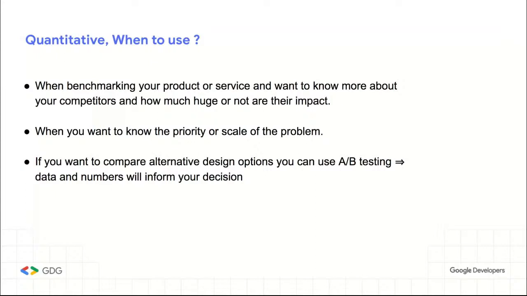When to use quantitative research? When benchmarking your product or service and you want to know more about your competitors and how huge or not their impacts are. When you want to know the priority or scale of the problem. If you want to compare alternative design options, you can use A/B testing to have more data and numbers that will inform your decision.